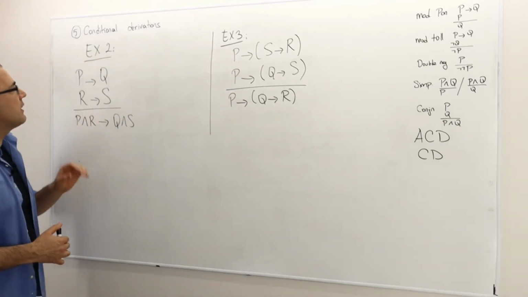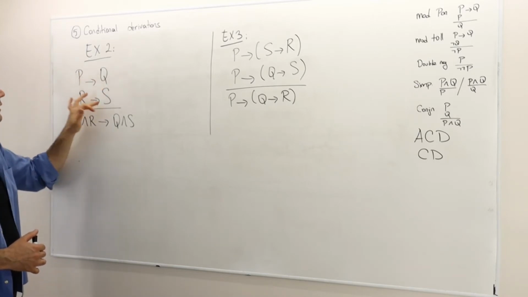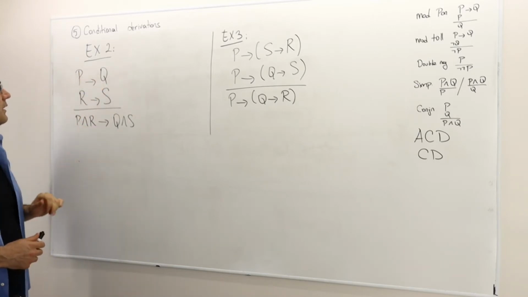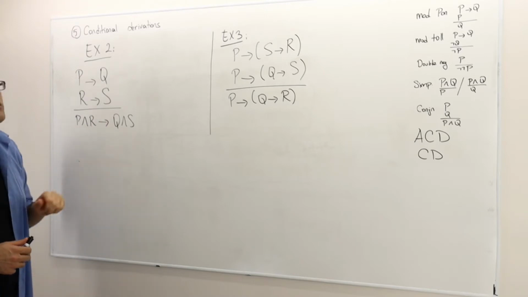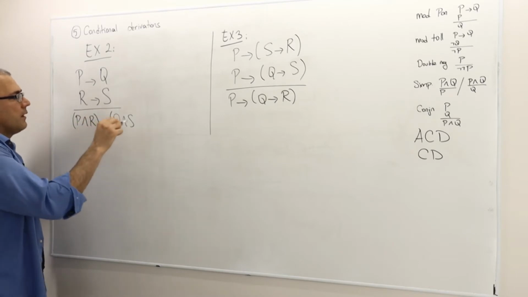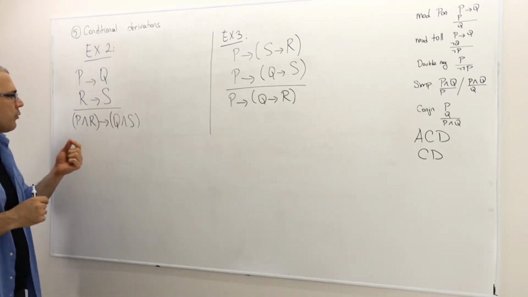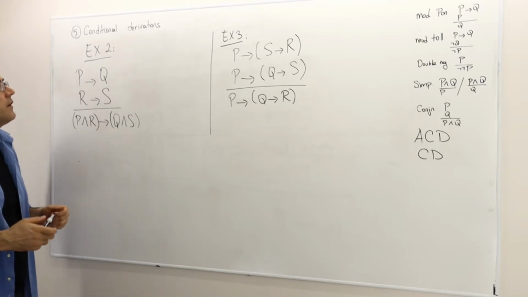All right, so here's example 2. There are two premises, P implies Q, and then R implies S. Therefore, the conclusion is (P and R) implies (Q and S). Okay, so the location of the brackets is very important. So this is the correct version.